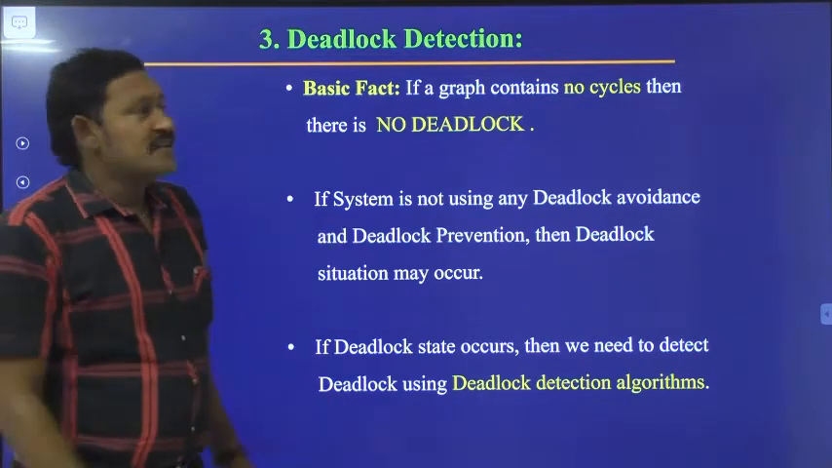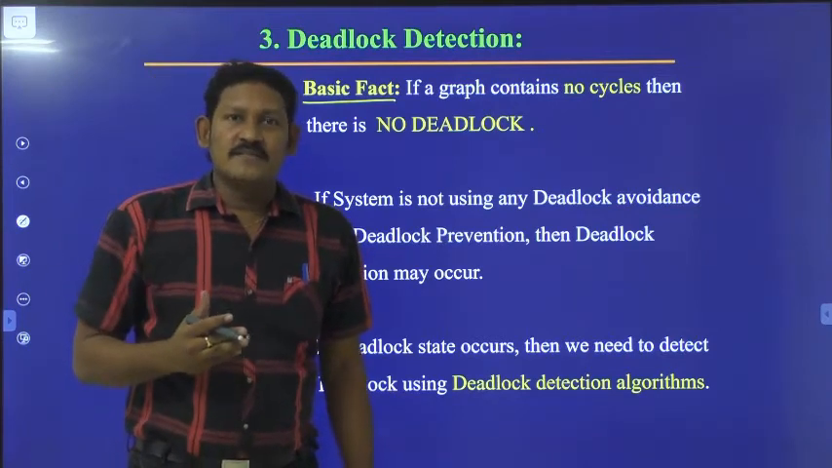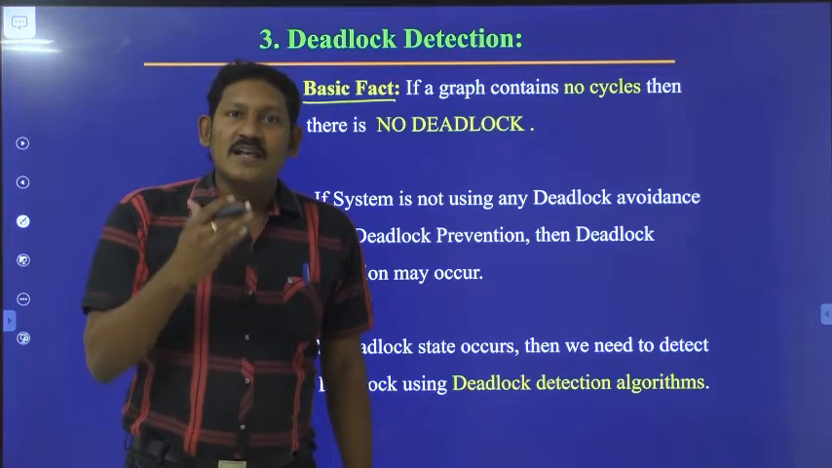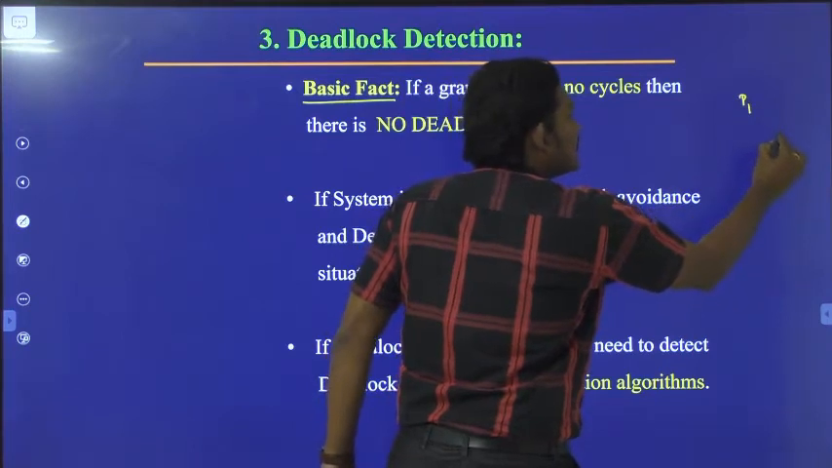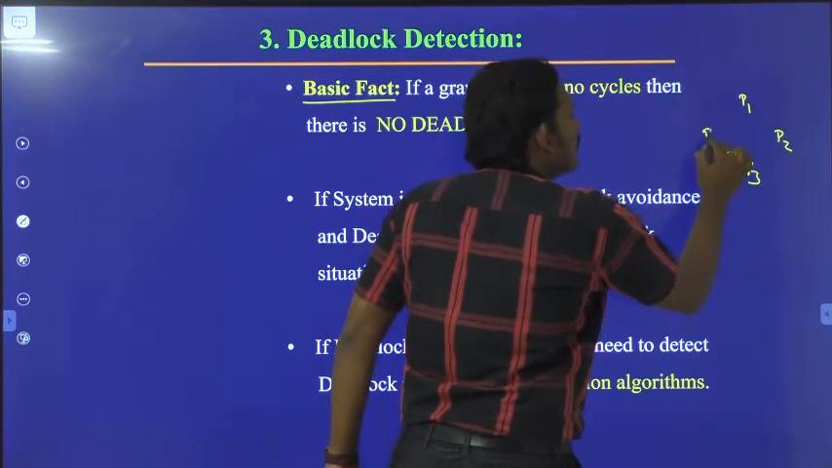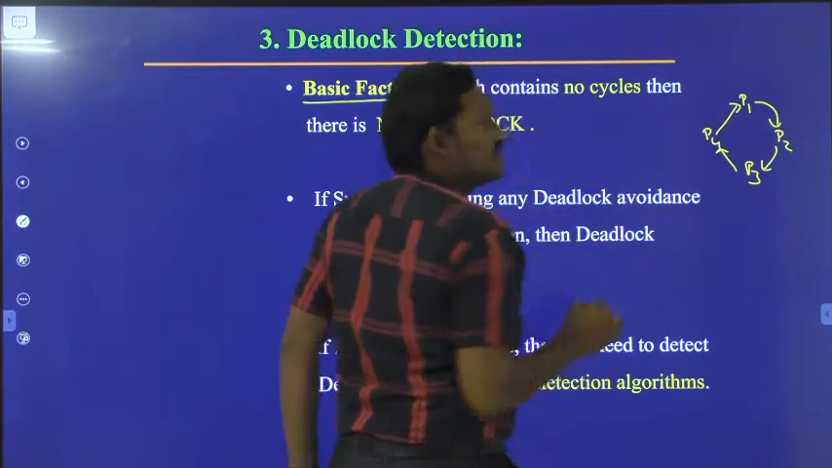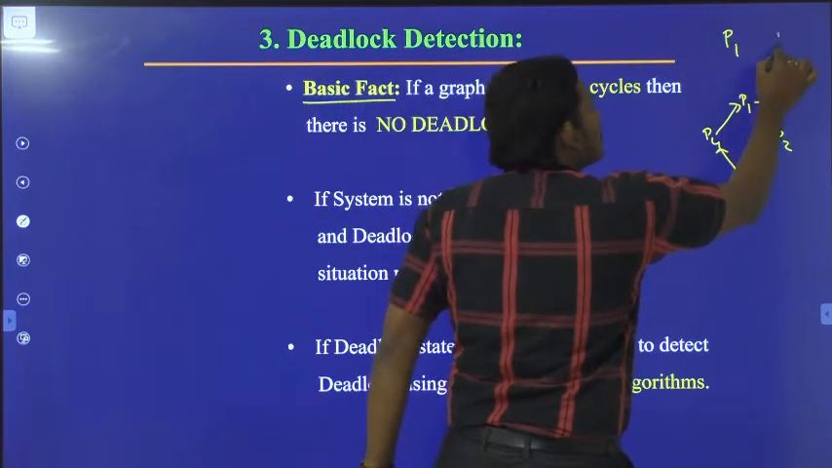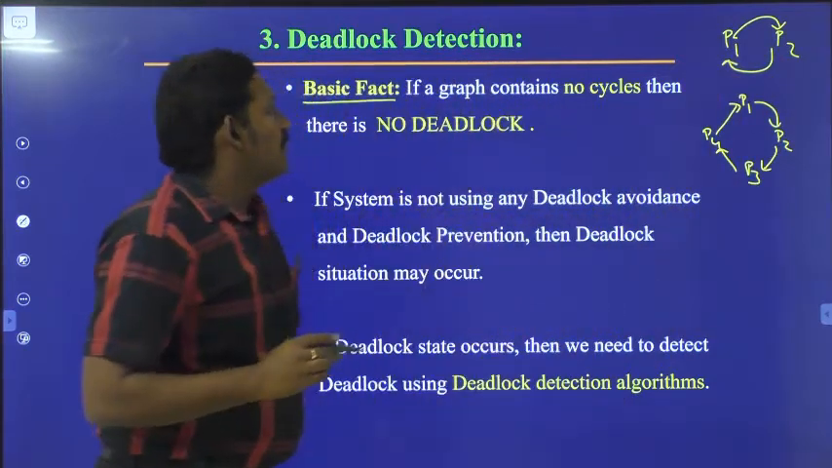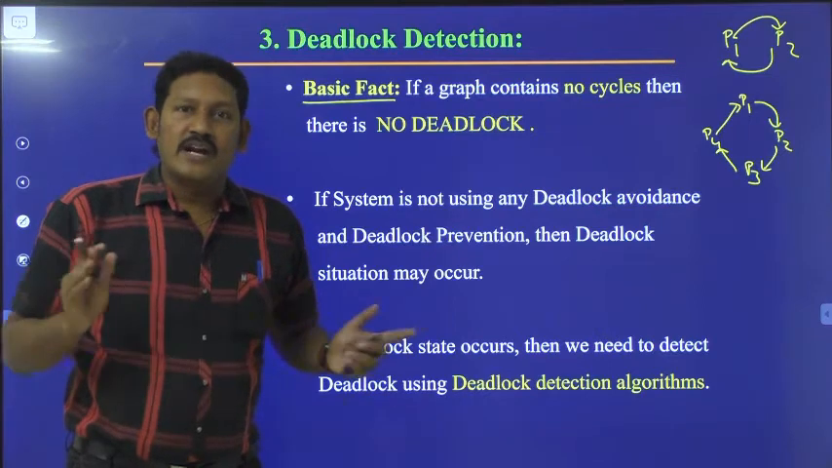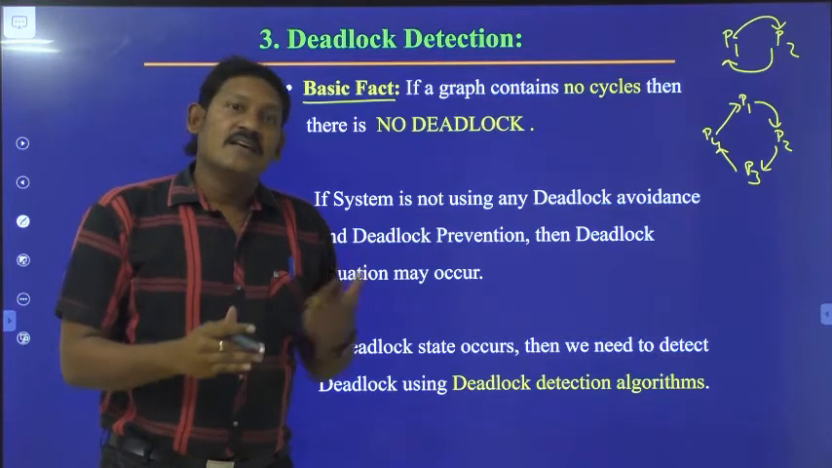Here, what the author is telling is the basic fact: if a graph contains no cycle, then there won't be any deadlock. Cycle means, suppose this is process 1, process 2, process 3, process 4. If this is waiting for this, which is waiting for this, and this is waiting for this. Or if there are two processes, P1 and P2, P1 is waiting for this, and P2 is waiting for P1. That is a cycle. So if there are no cycles, there won't be any deadlock. We have to make sure whether there are any cycles or not. If there are cycles, then deadlock occurs.